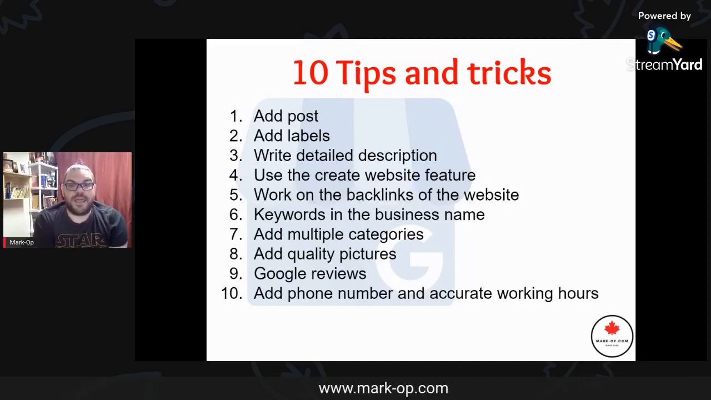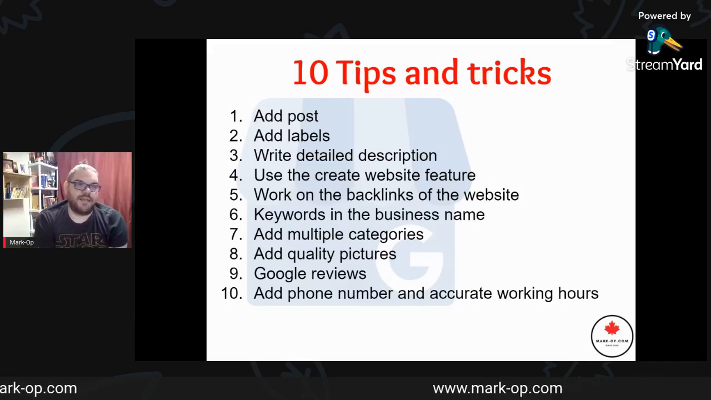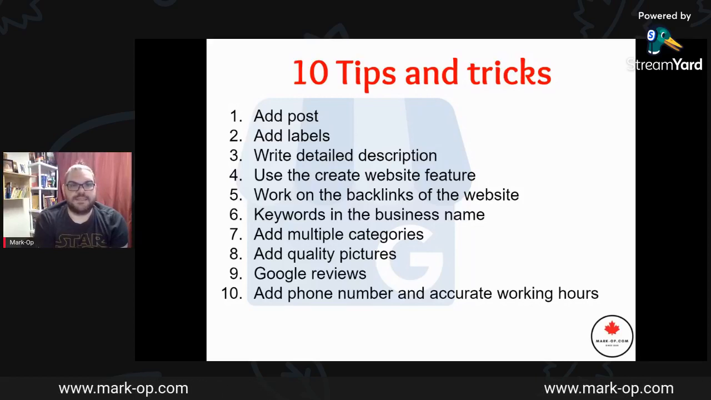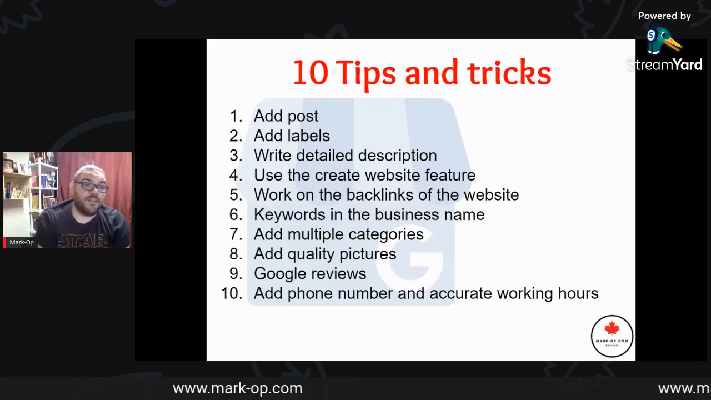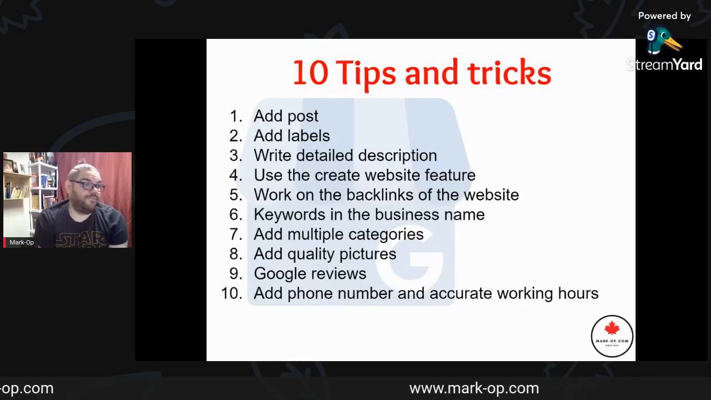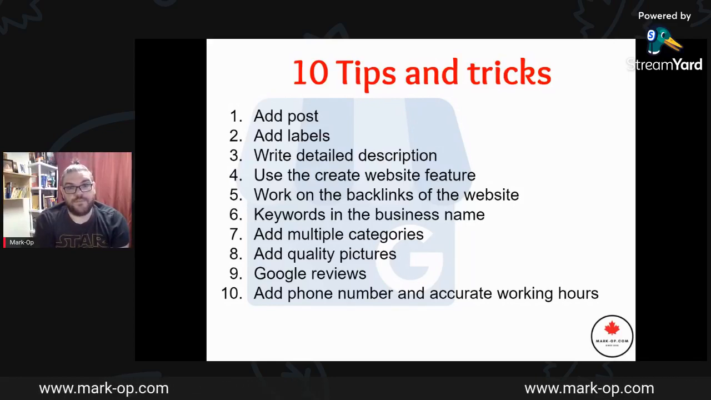Add a phone number and accurate working hours. My business is open 24/7, so I just write 24/7 all the time, Mondays to Sundays, so people can actually see that I'm always available. There's also the option of putting statutory holidays and things like that. Make sure that it's filled out properly, and if you don't fill it out properly, Google sends you emails and asks you to do so.